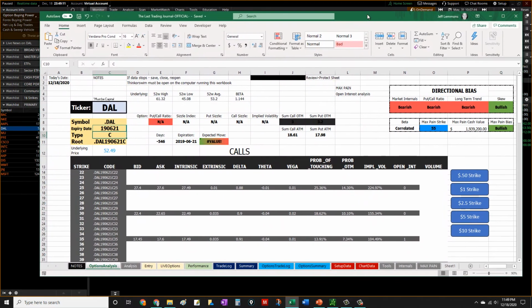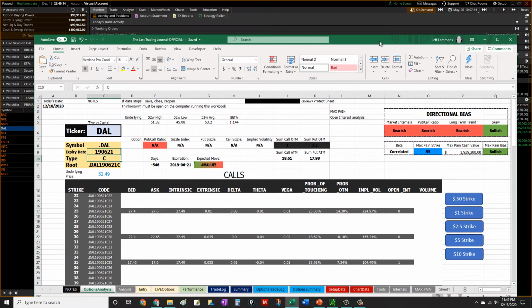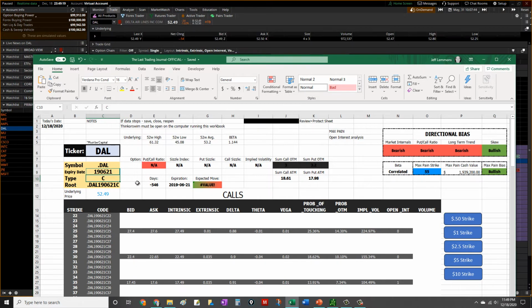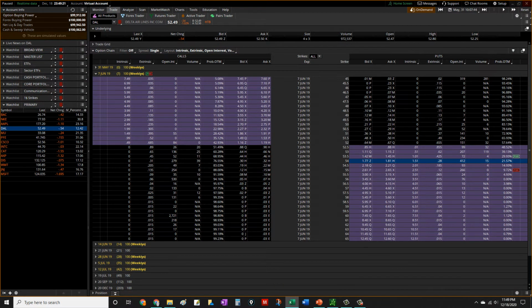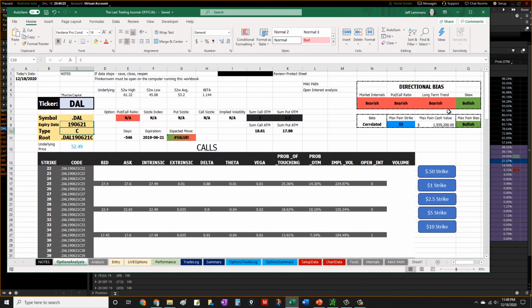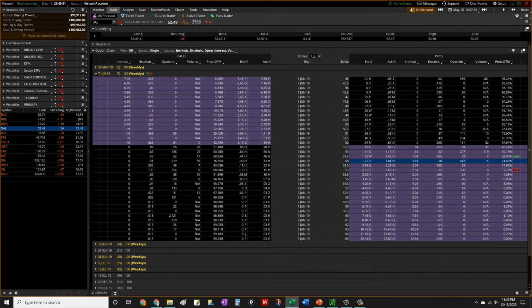Let's take a look at our spreadsheet. Let's make sure the data is accurate. 52.49. You can see the long-term trend has now turned to bearish, but the skew and the max pain are still bullish. So we'll maintain our bullish bias for now.